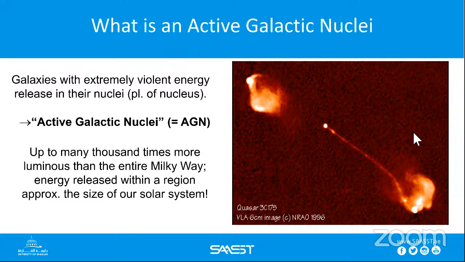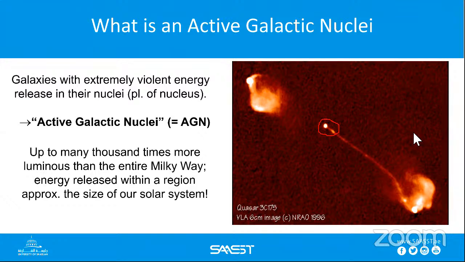In terms of active galactic nuclei, why do we call them active galactic nuclei? Well, these are galaxies with very or extremely violent energy release in the nuclei. So this small region inside does emit so much energy. That's why we call this object AGN, and we have so many types. We have radio galaxies, we have quasars, we have blazars, we have so many different things. It all depends upon how we observe them.